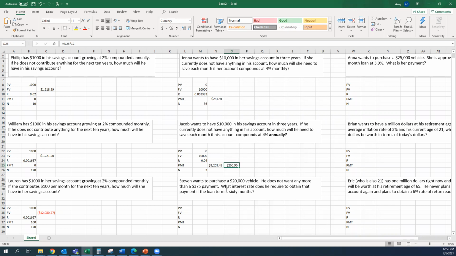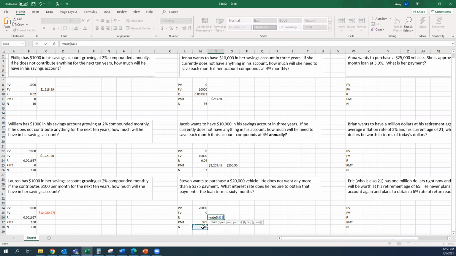Now, Stephen down here, he wants to purchase a $20,000 vehicle. So $20,000 is the current value of the car. He doesn't want any more than a $375 payment. So we're going to put $375 down here in the payment area. And what interest rate does he require to obtain that payment if the loan term is 60 months? So our N is 60. We're going to solve for our rate.